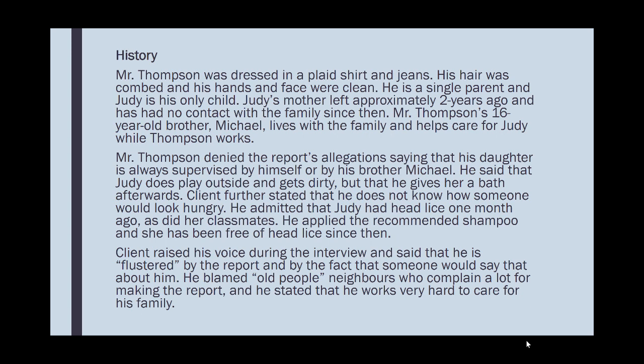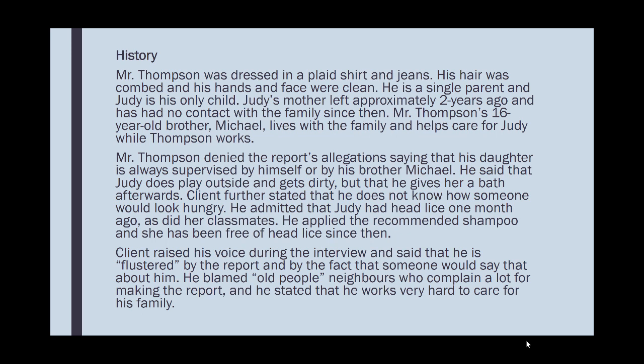The second paragraph talks about the client's reactions to the allegations. So it denies them, saying that she's always supervised by himself or his brother. She plays outside and gets dirty, but then he gives her a bath. He doesn't know how someone could look hungry. And he does report that, yes, she had head lice, but that was a month ago with everybody in her class. And she used the shampoo and was let back into school, so she doesn't have head lice now.